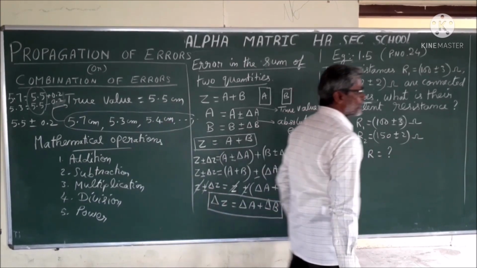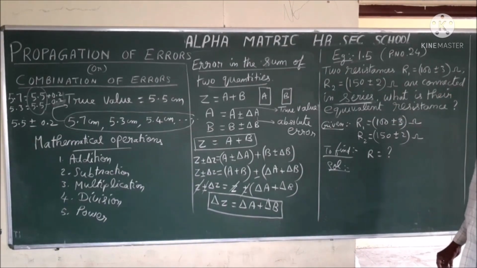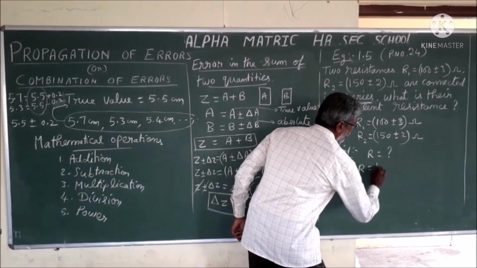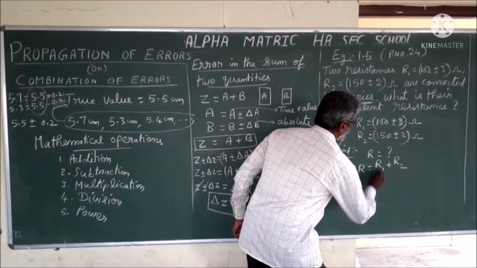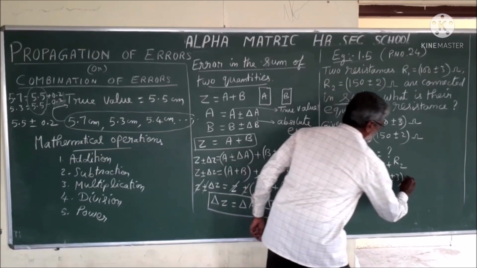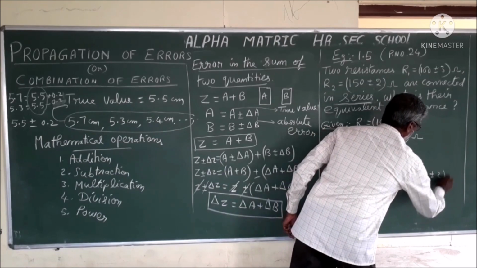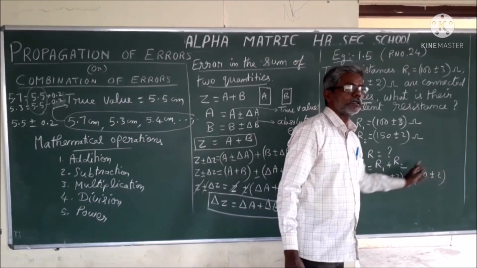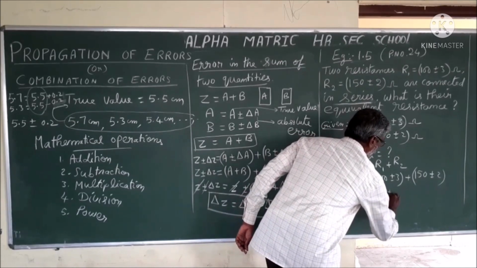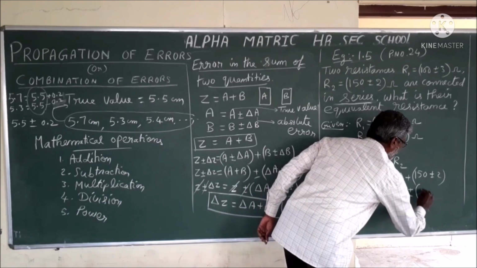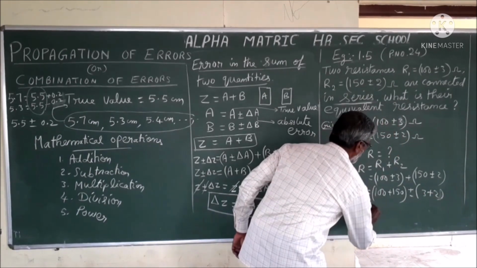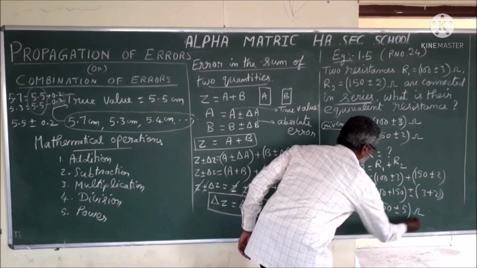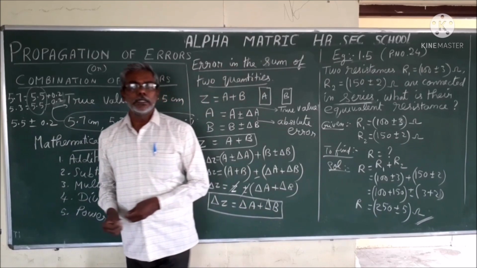The solution. In 10th standard, you learned resistance in series. In resistance in series, the effective resistance will be equal to the sum of the two resistances. Therefore, R is equal to R1 plus R2. R1 is 100 plus or minus 3 ohms, plus R2 is 150 plus or minus 2 ohms. Now you add the two values separately, then you add the absolute errors separately. So 100 plus 150, plus or minus 3 plus 2. So we will get 250 plus or minus 5 ohms. This is called the equivalent resistance.